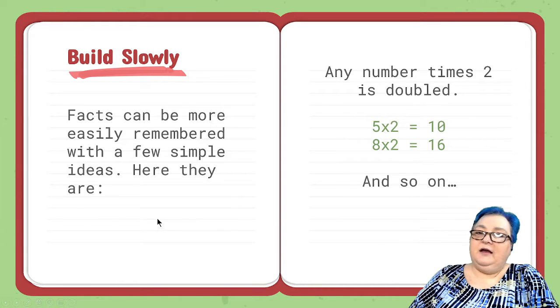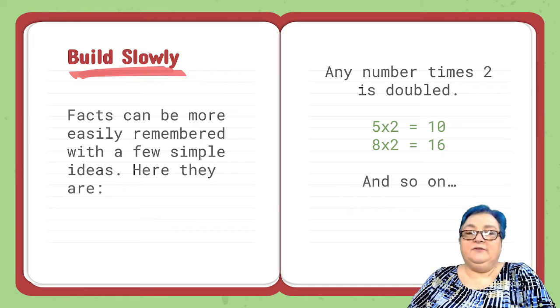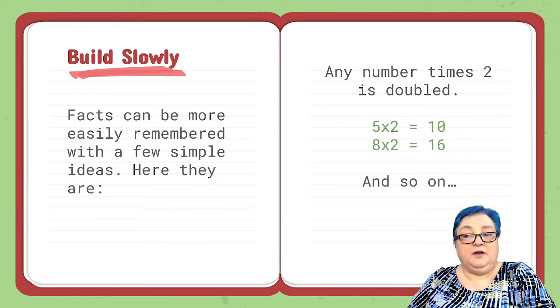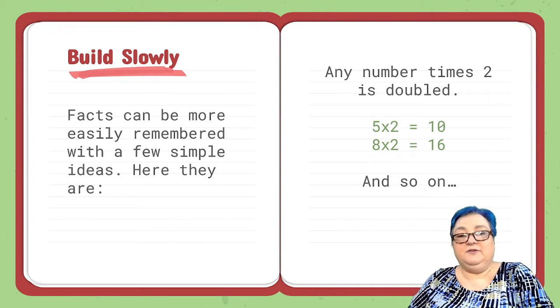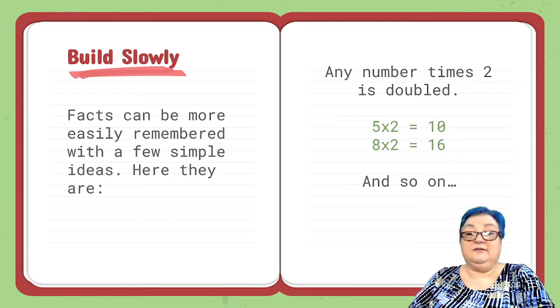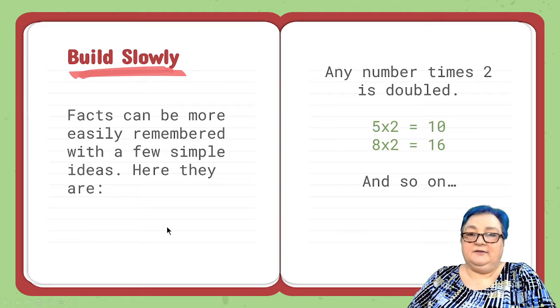Once you've got those down, any number times 2 is doubled. And many of us can think of doubling in our heads. So 5 times 2 is 10, 8 times 2 is 16, 6 times 2 is 12. We do this fairly easily, and that's a nice next step.